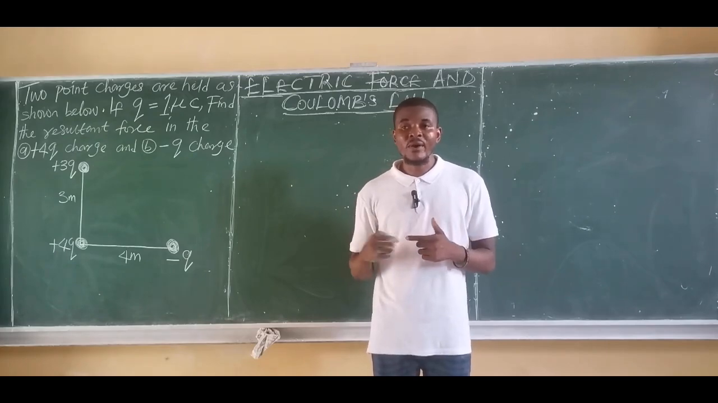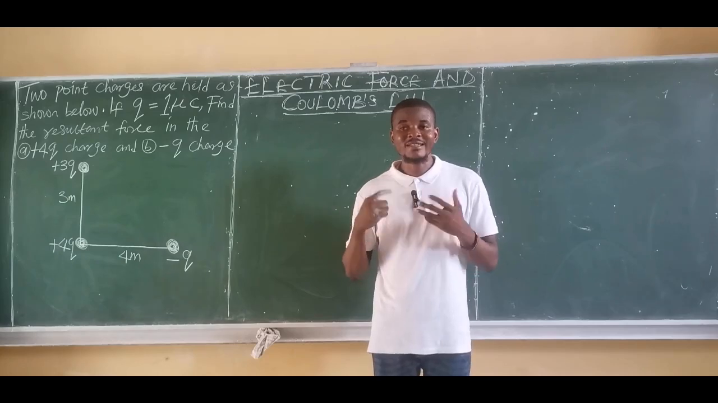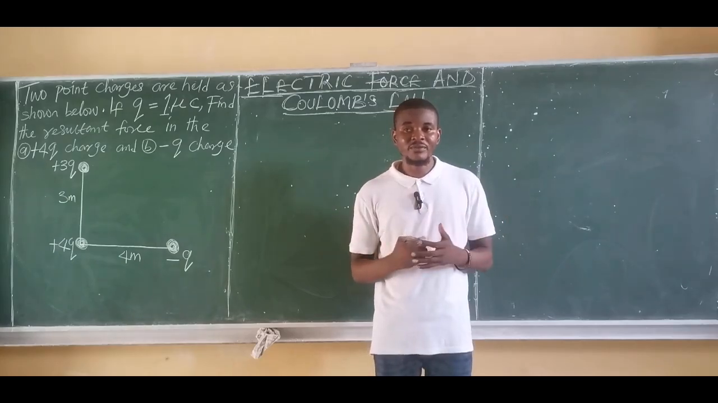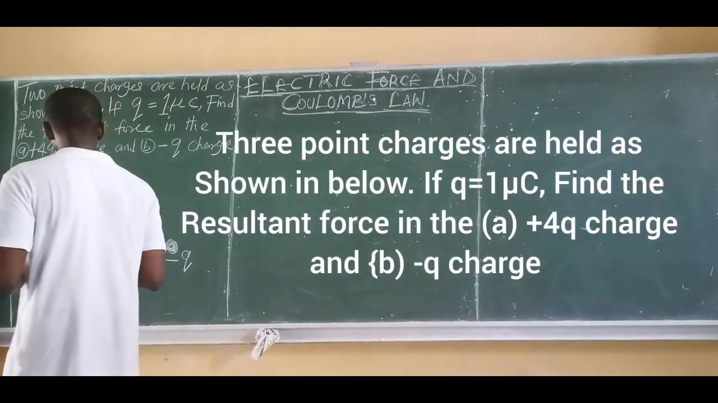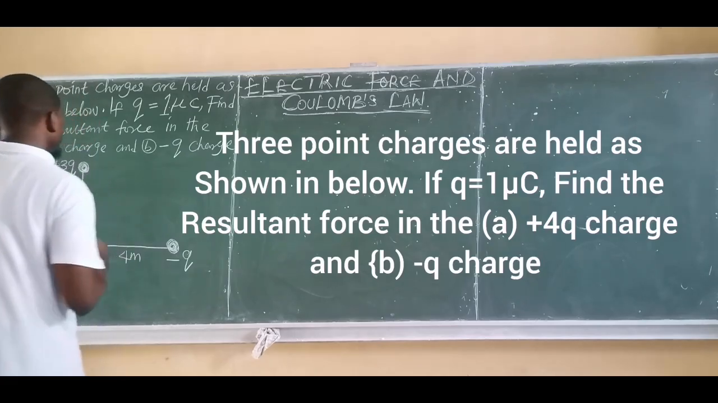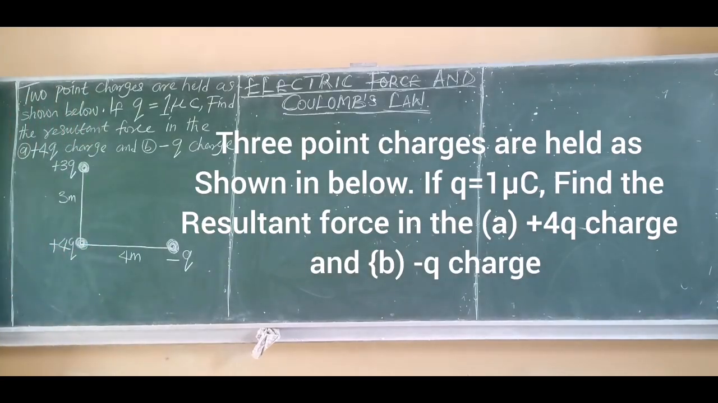Now, in this video, we are going to consider this question to explain the concept that we learned in that video. Now, this question simply says that 2-point charges are held as shown below. If Q equals 1 microcoulombs, find the resultant force in the A plus 4Q charge and B minus Q charge.